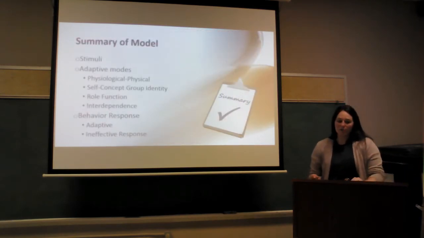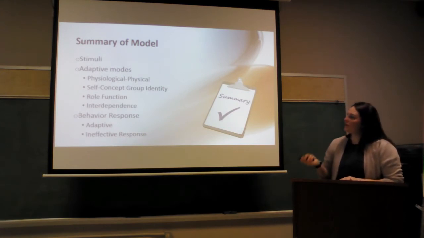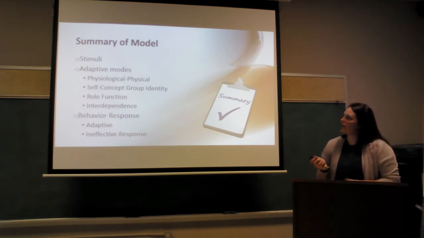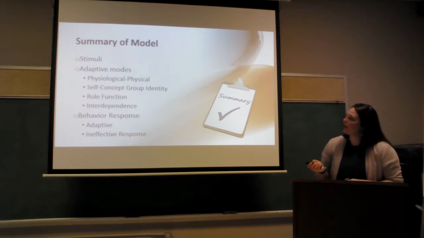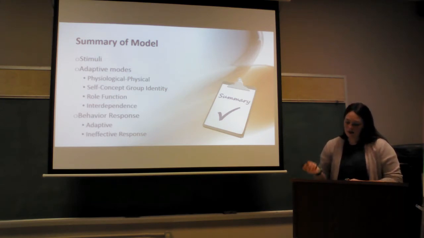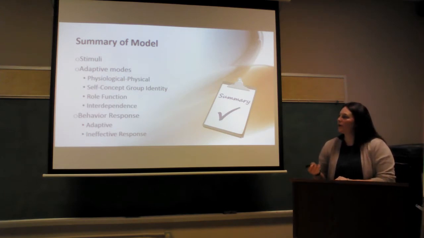So a summary of the model. First, the stimulation is going to occur. There's going to be the effect on the adaptive modes: the physiological-physical, the self-concept group identity, role function, and interdependence. And then a behavioral response will occur. And that's either going to be an adaptive response or an ineffective response.